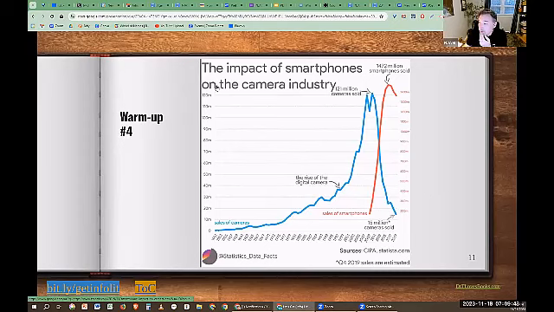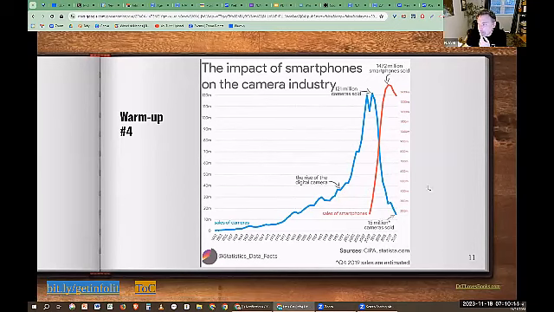One last one. This one's just a quick one. The impact of smartphones on the camera industry. We look at sales of cameras from 1950 up to 2019. We see that camera sales were way up in the late 90s, early 2000s, and then they drop way off. And they start dropping way off right around the time smartphones take over. And it looks like smartphones basically have replaced cameras, right? When we look at the height of these two curves.